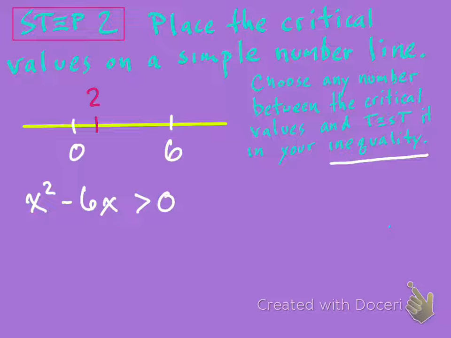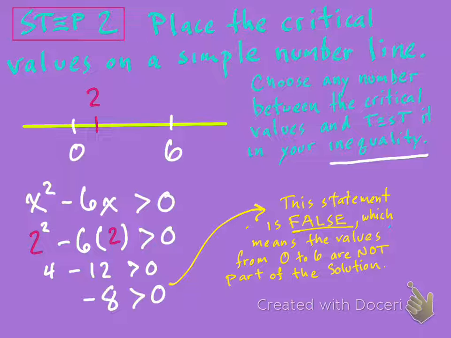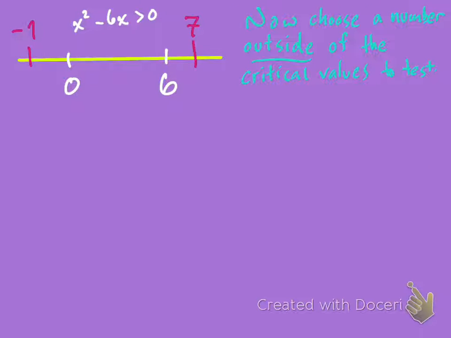So if I take my original inequality there and replace the x with 2, work it out a little bit, simplify the whole thing, and I get negative 8 is greater than 0. Well, think about that. That's not true, is it? That's a false statement. So that means that all the values between 0 and 6 are not part of the solution. So we didn't find the solution yet, but at least we found an area that doesn't work, so that's also good.